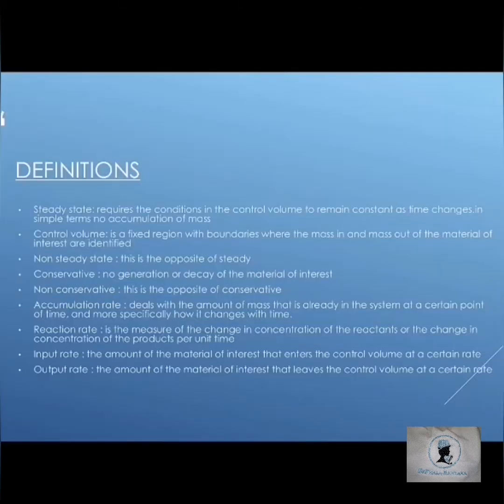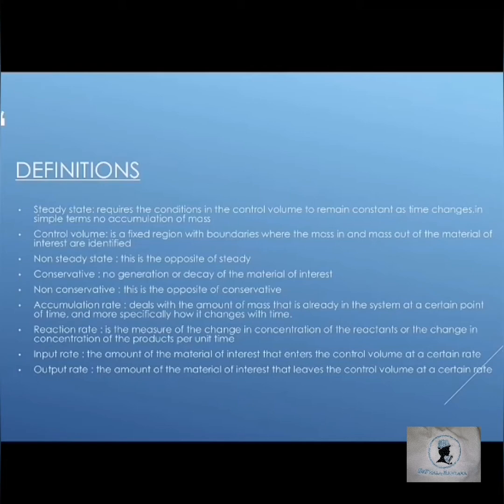Steady state requires the conditions in the control volume to remain constant, meaning that there is no change as time goes on. In simple terms, it means that there is no accumulation of mass of the material of interest. The second one is our control volume. Our control volume is a fixed region with boundaries where the mass in and the mass out of the material of interest are identified. Non-steady state is just the opposite of steady state, meaning that the conditions are not constant over time, and also there's an accumulation of mass.